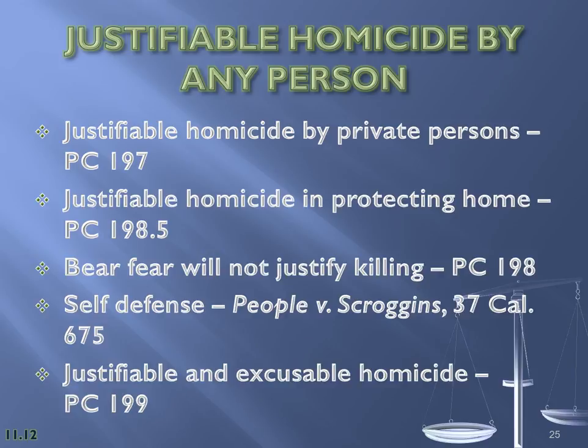Now, there are other sections in here that talk about justifiable homicide by other individuals, so by private persons, protecting their home, 198.5. That's actually kind of an interesting one to read. Self-defense, and then justifiable, excusable homicide found under Section 199. So I would suggest that you take the time to look at those and understand.